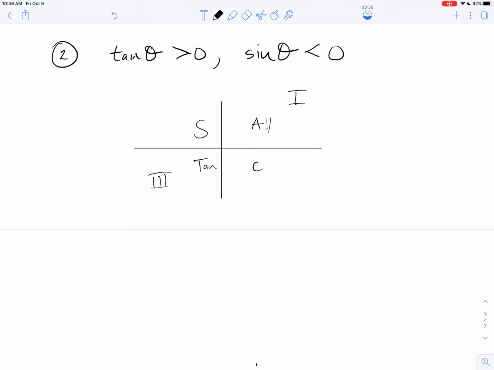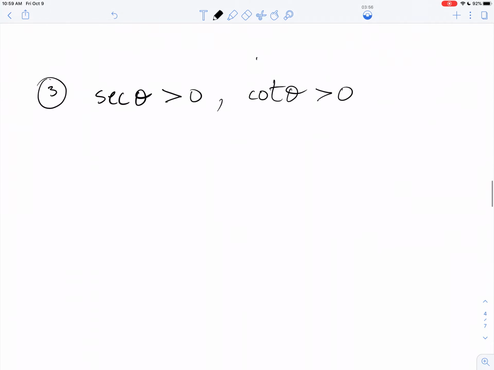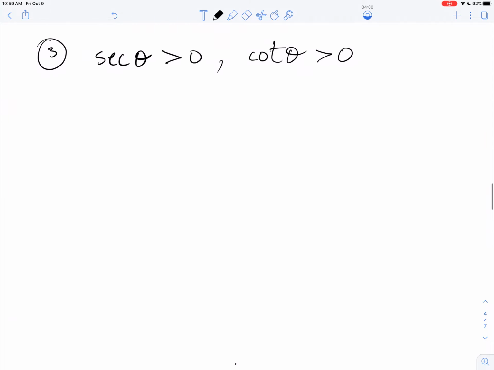Tangent's positive, but sine of that same angle would be negative. Well, it can't be quadrant 1 anymore because sine would be positive in quadrant 1. So it's got to be quadrant 3 would be the only quadrant where both of those things could occur at the same time. So I hope you're getting the hang of this. This is just detective work. We got to figure out, ooh, but now they're throwing secant at me.